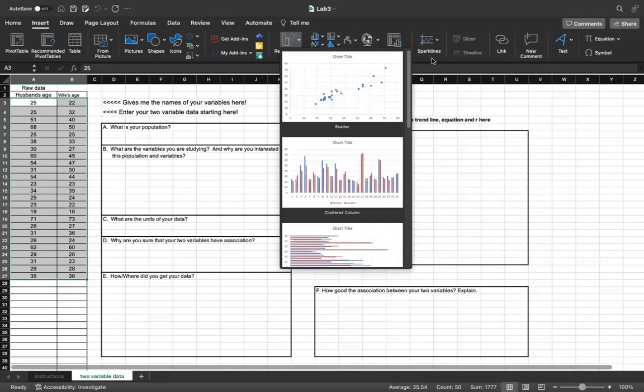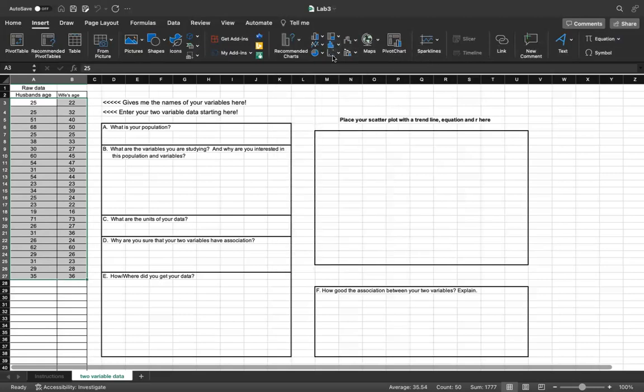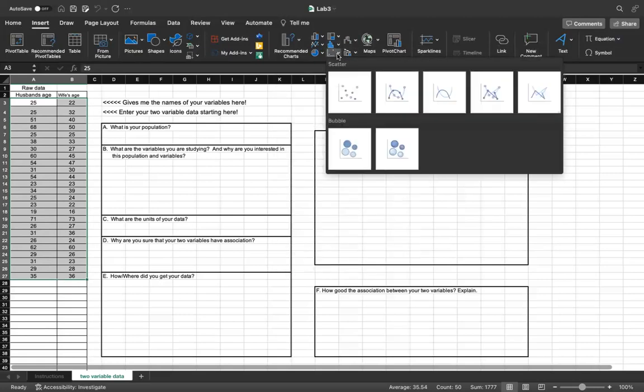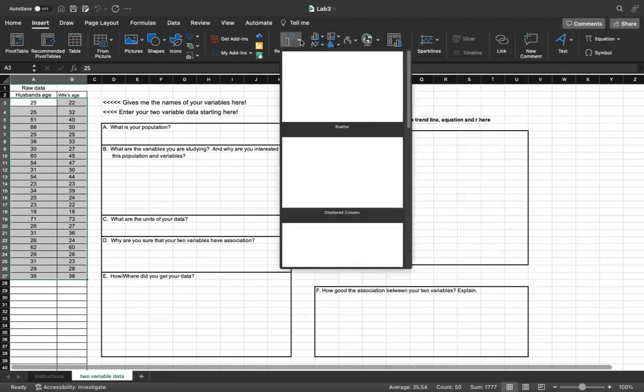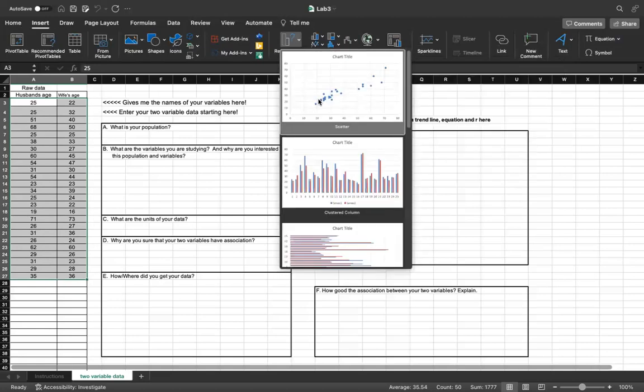Take a look at that. If you don't have the recommended, it's right here. This one right here. And you would just choose the one that looks like a basic scatter plot on the left. Don't choose any of these funky weird things right here or these weird bubbles. Just choose a basic scatter plot. That's all I want.